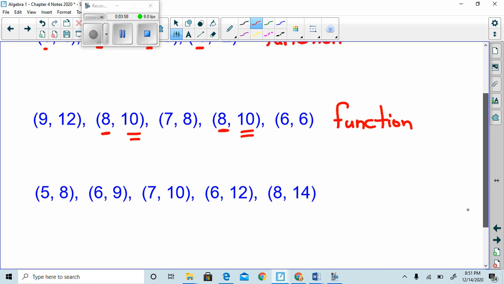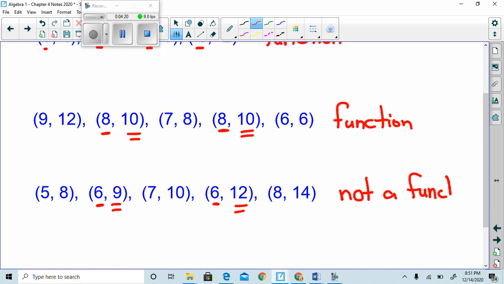The last example in ordered pairs. 5 with 8, 6 with 9, 7 with 10, 6 with 12, 8 with 14. Notice that the 6 is repeated. Notice that it has two different output values, not a function. So this part so far is something we've already covered, just talking about it briefly.